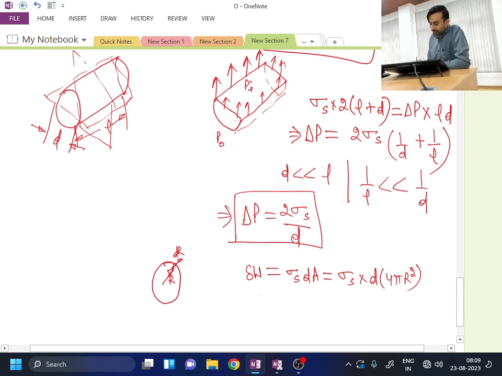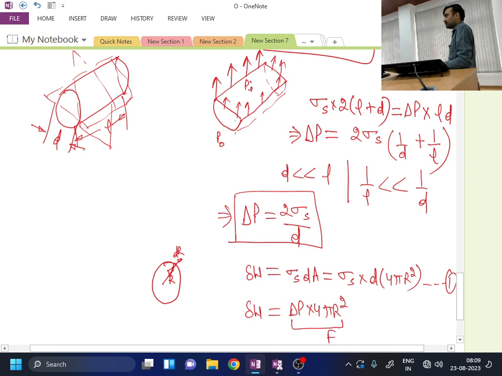Okay, now what will be the work because of the pressure? Work because of pressure can also be written as delta P into 4 pi r square, which will be the force. 4 pi r square is the area at which this force is acting. So delta P into 4 pi r square is the force, and work is force into displacement. So displacement is how much? dr.